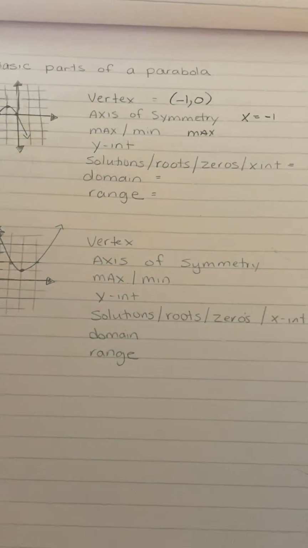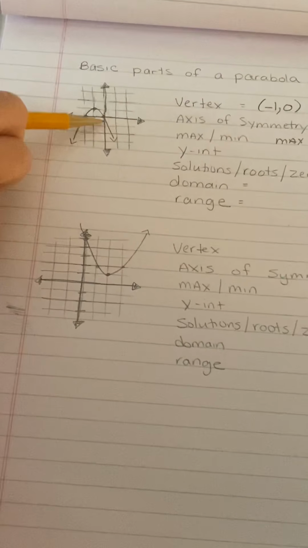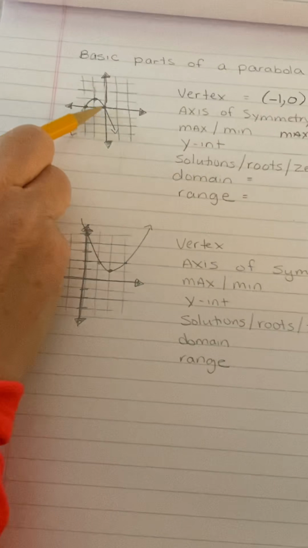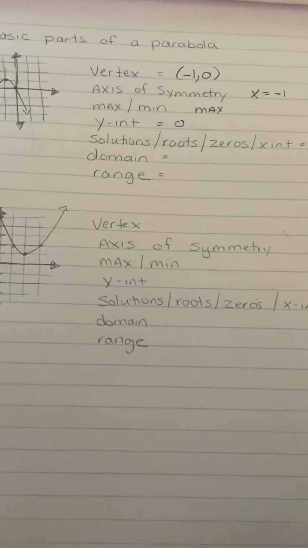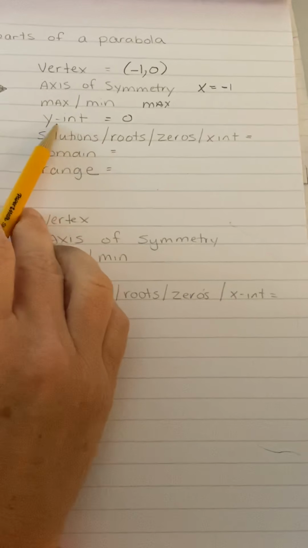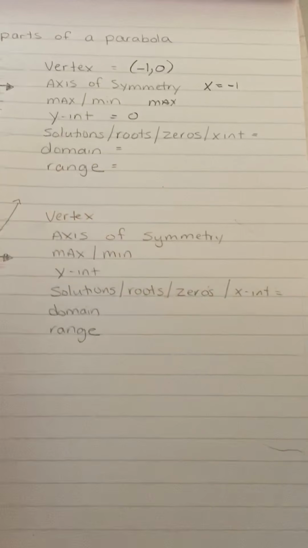The y-intercept is where this parabola is going through the y-axis. So the y-intercept is right here, which is 0. Sometimes people write the y-intercept as a coordinate, but you do not have to.